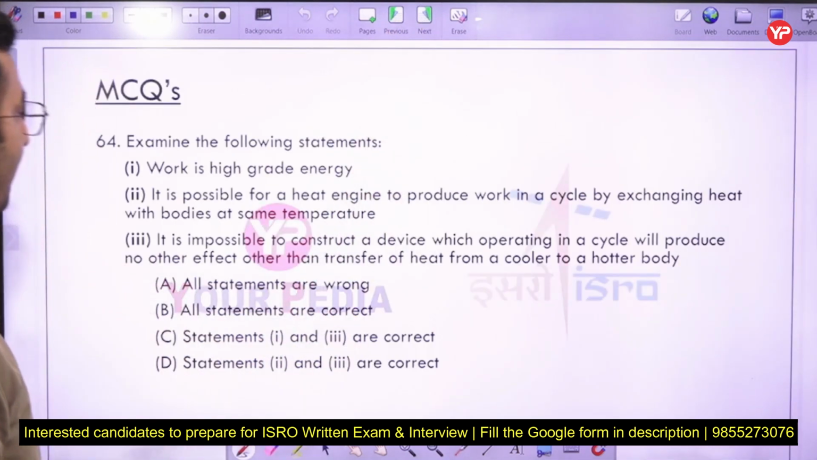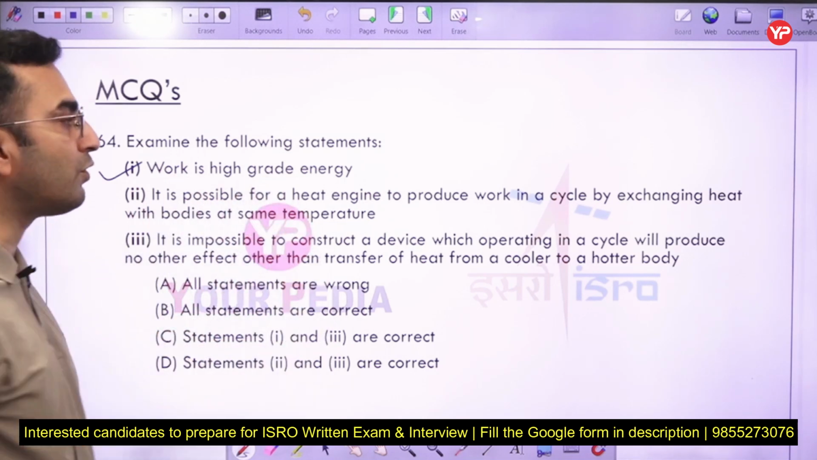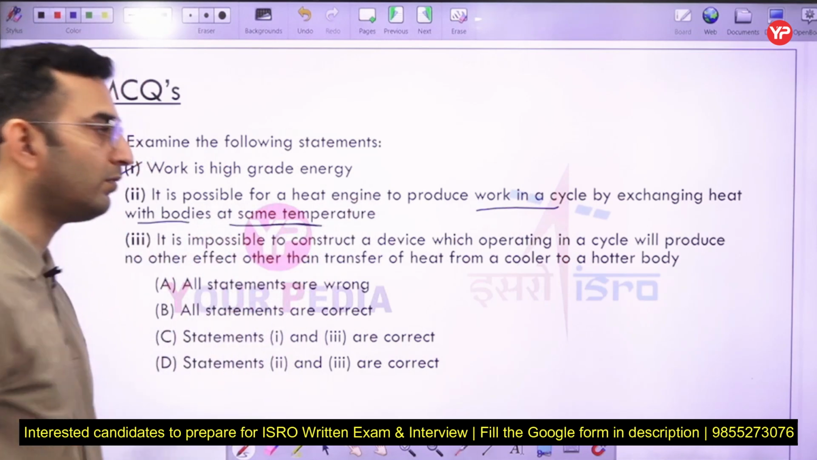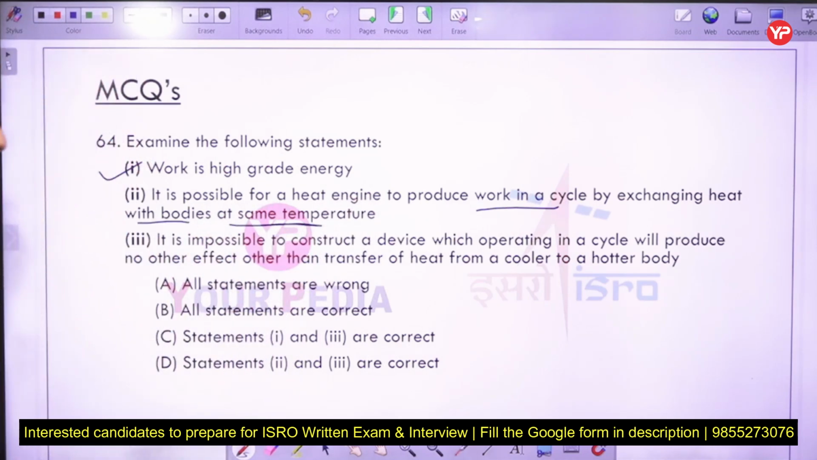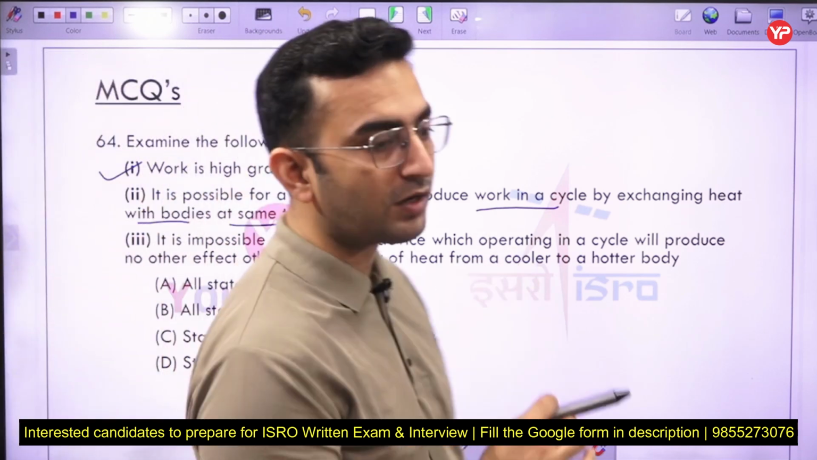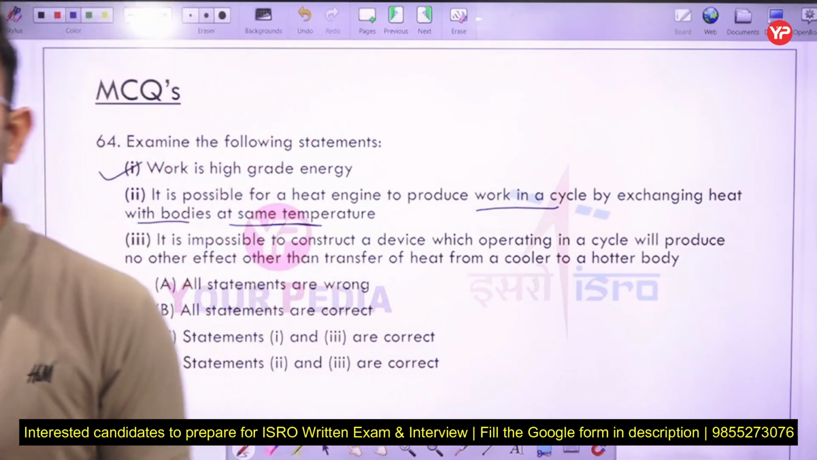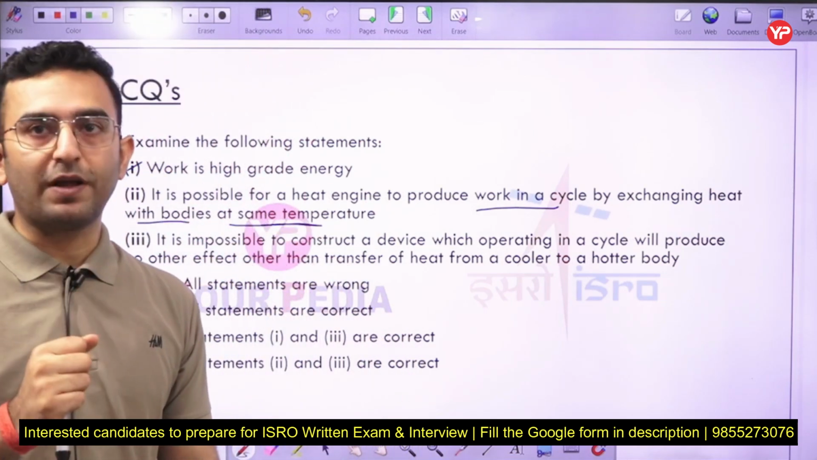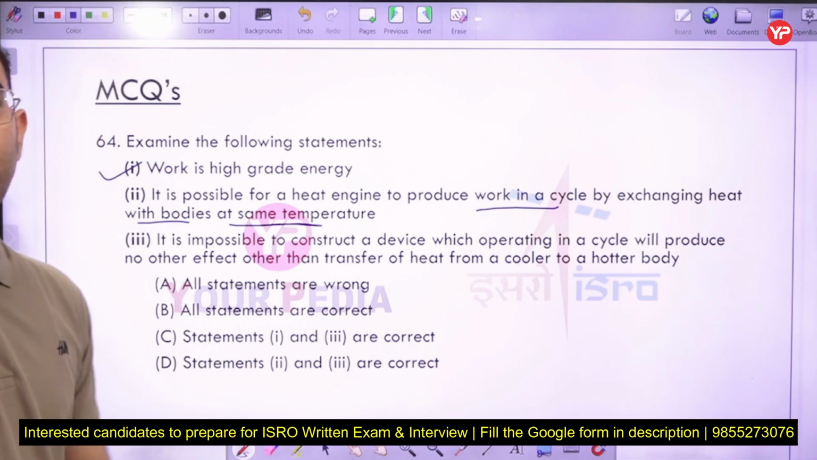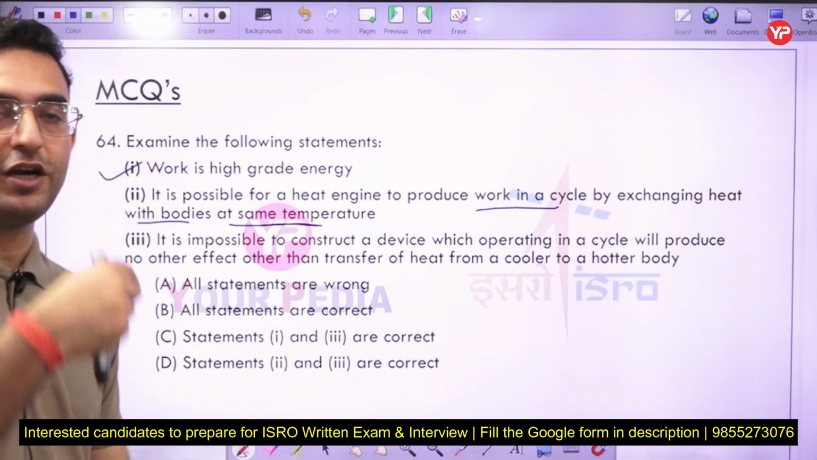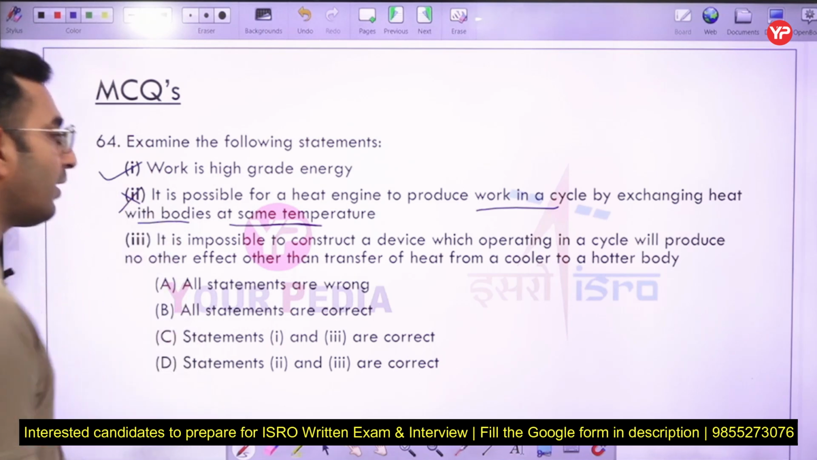Next question. Examine the following statement. Work is a high grade energy. Yeah, that is a correct one here. Okay. It is possible for a heat engine to produce work in a cycle by exchanging heat with the bodies at the same temperature here. So this is basically a wrong statement, because according to the Kelvin Planck statement, in order to produce work in a cycle from an engine which is operating between two different reservoirs, they have to be maintained at two different temperatures here. Okay, they have not to be maintained at the same temperature. The required condition is that a temperature difference should be there in order to make the heat flow. Okay, so statement number 2 is wrong here.